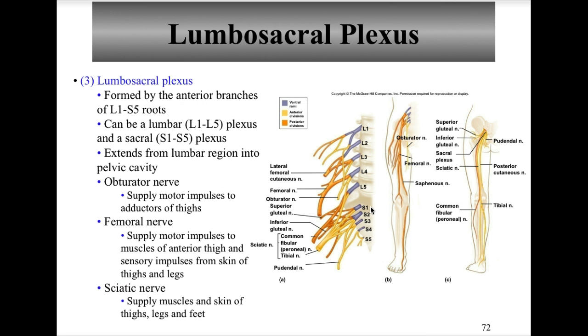Then you have the lumbosacral plexus, and this is anterior and medial thighs and posterior lower limbs. So if you look there, there are 3 of them. You have the obturator nerve, the femoral nerve, and the sciatic nerve. The obturator nerve is going to supply motor impulses to adductors of the thighs. The femoral nerve is going to supply motor impulses to muscles of the anterior thigh and sensory impulses from the skin of the thighs and legs, and the sciatic nerve supplies muscles and skin of thighs and legs and feet.